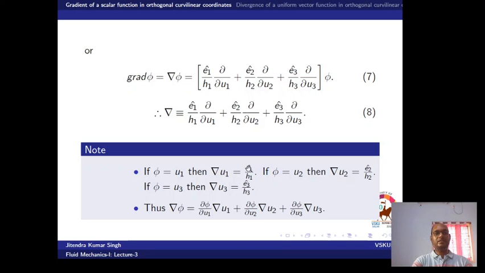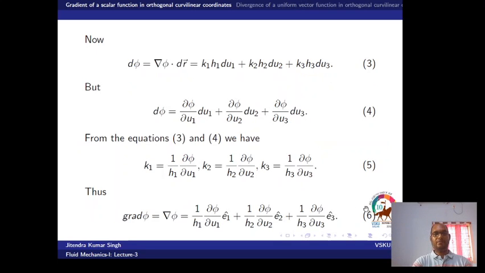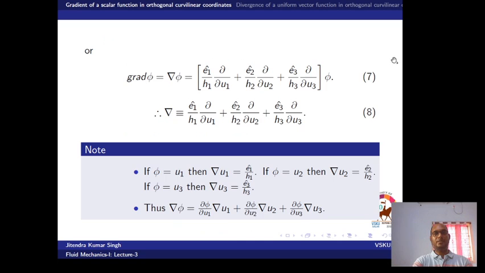Now if we replace unit vector e1 by h1 with grad u1, unit vector e2 by h2 with grad u2, and unit vector e3 by h3 with grad u3 in equation 7, we get grad phi equal to dou phi by dou u1 grad u1 plus dou phi by dou u2 grad u2 plus dou phi by dou u3 grad u3. So these are the different forms of grad phi. We obtained one as equation number 6, another as equation number 7, and this is also one of the forms of grad phi, which we shall use later in many of the derivations.